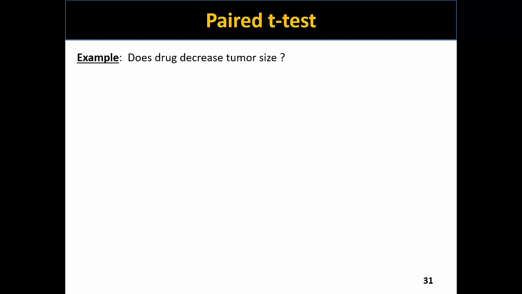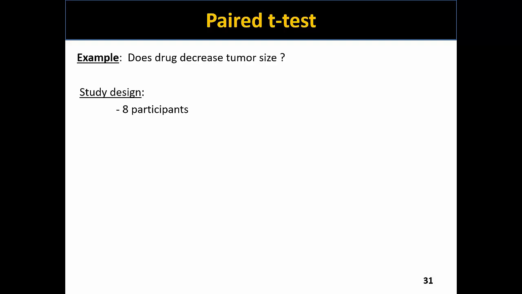So the example here is we're going to ask the question of whether a particular drug, a new drug on the market, is effective at reducing tumor size. And so in this particular study design, it's important to understand when we see the word decrease, this implies a direction. If the question had the word difference in it, and did not specify increase or decrease, then we would go with the non-directional approach.